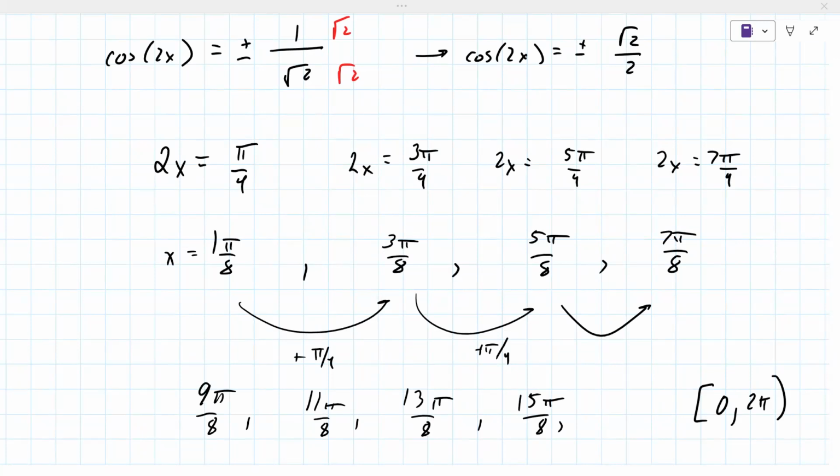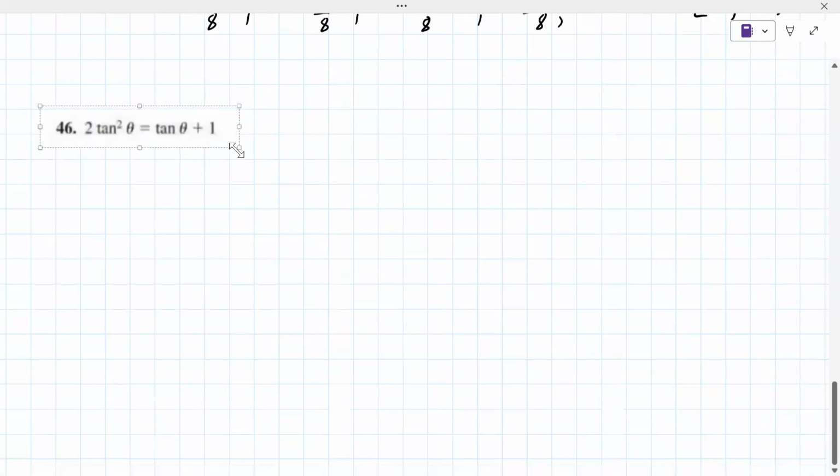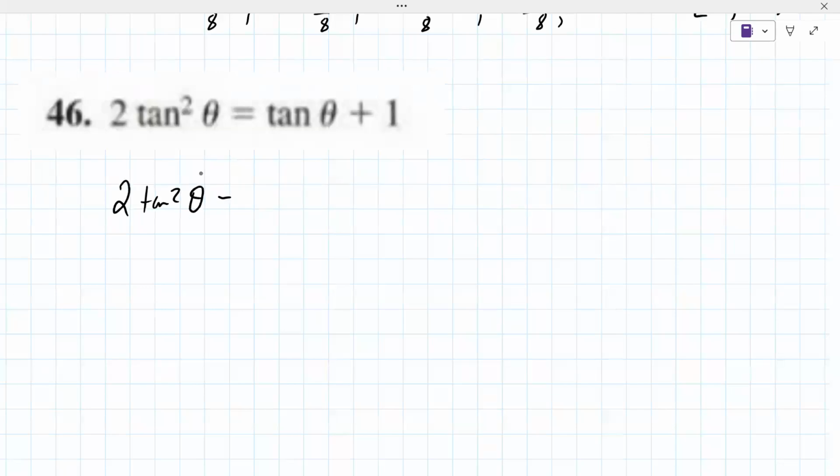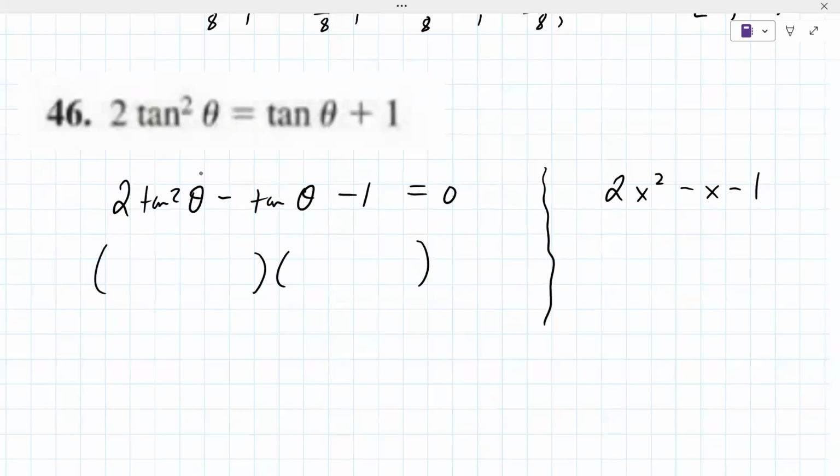Let's go to 46. 42, 43, and 44 are sort of more calculator problems. This is more of a by hand problem. So you get everything on one side. So you subtract tangent theta, you subtract 1, and then you're basically factoring. It's like 2x squared minus x minus 1. So you've got to remember how to factor 2 tangent theta minus 1 plus 1 like that.